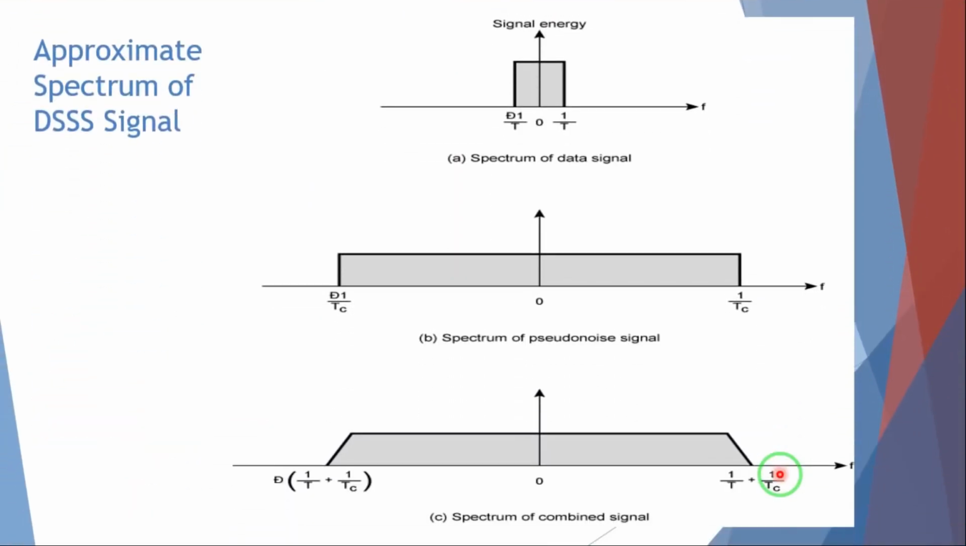And this is the spectrum of your DSS signal. This is the spectrum of your data signal. This is the spectrum of your pseudo noise signal, and this is the spectrum of your combined signal.